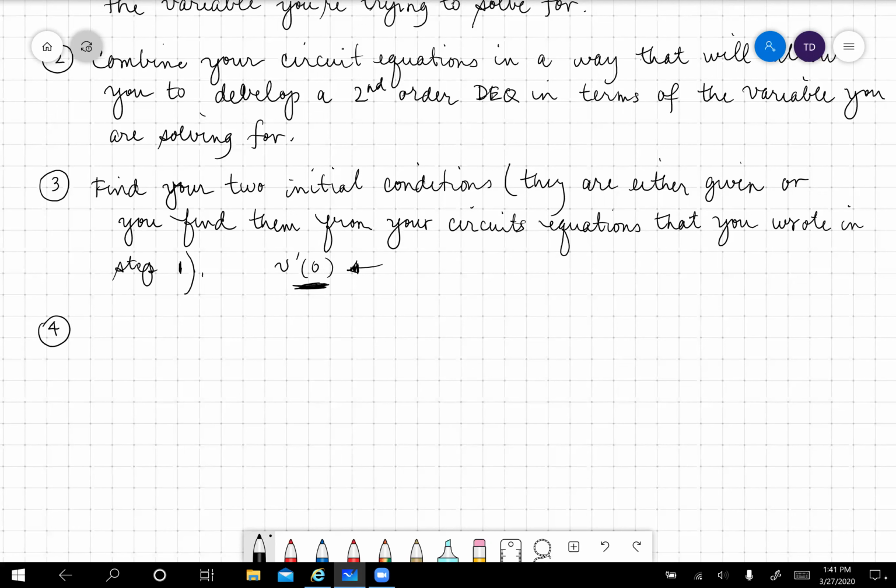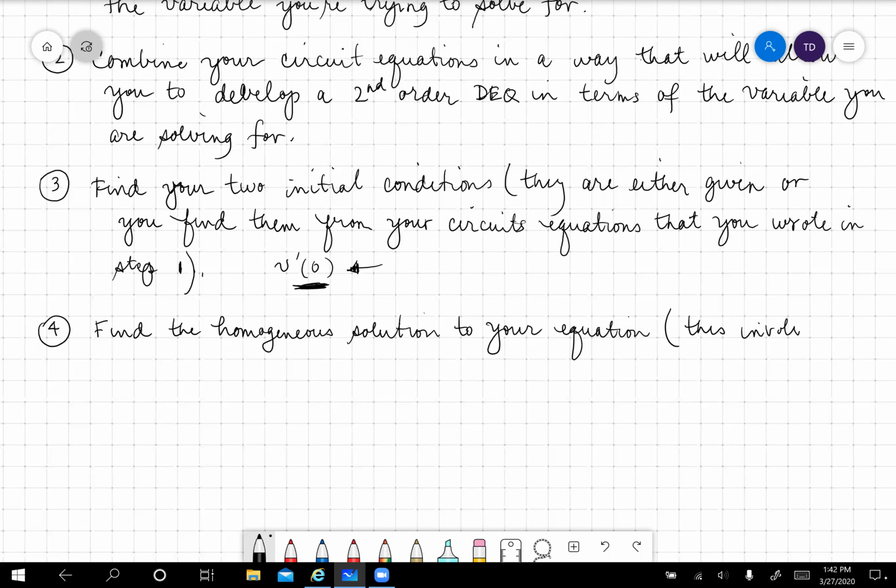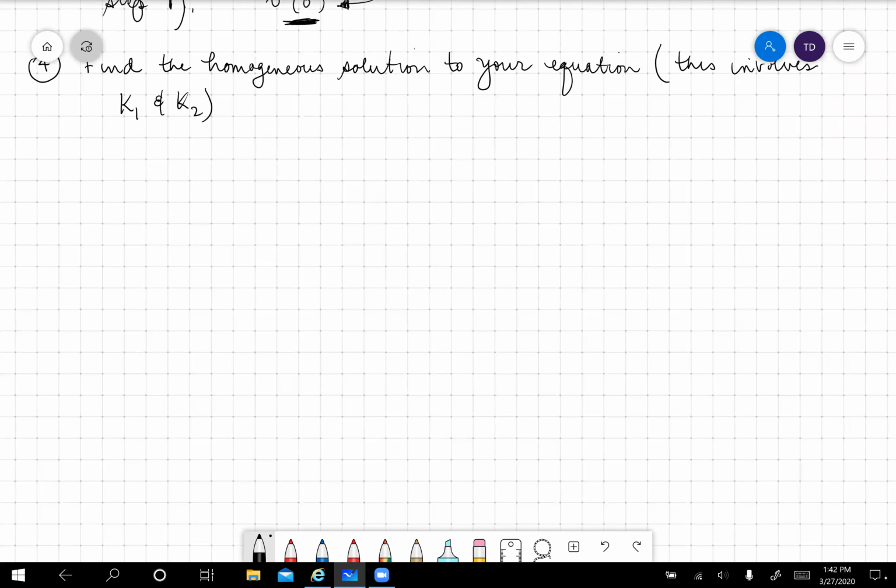Now, step 4, let's start solving. Find the homogeneous solution to your equation. I'm going to remind you, this will involve a K1 and a K2. So they're going to be in there. You cannot get rid of those until the very end. So you've solved the homogeneous equation. There are steps A, B, C, D just in that alone.